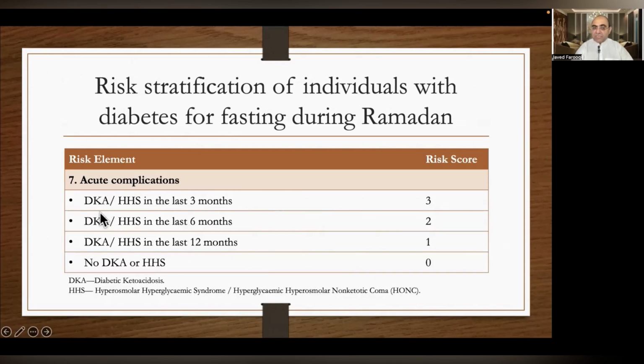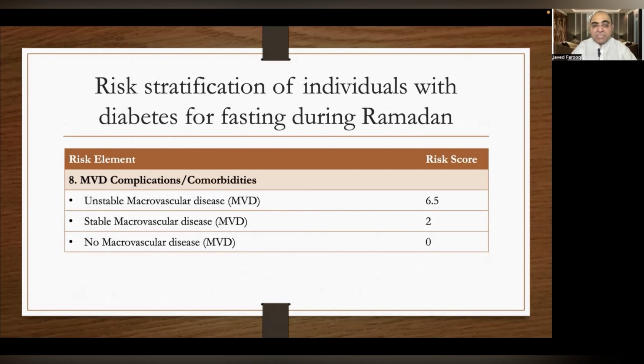If a patient has diabetic ketoacidosis or hyperosmolar hyperglycemic syndrome or hyperosmolar non-ketotic coma in the last 3 months, if there is such a history, a score of 3 is given. When the patient had such an episode in the last 6 months, then the score 2 is given. When such an episode happened in the last 1 year, then a score of 1 is given. When there is no history of DKA or HHS, then no score is given.